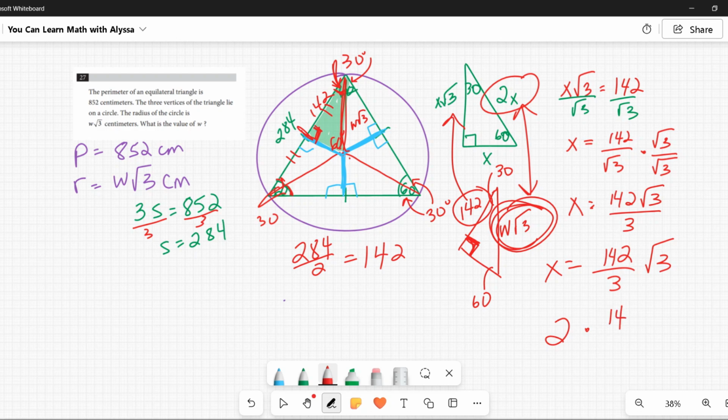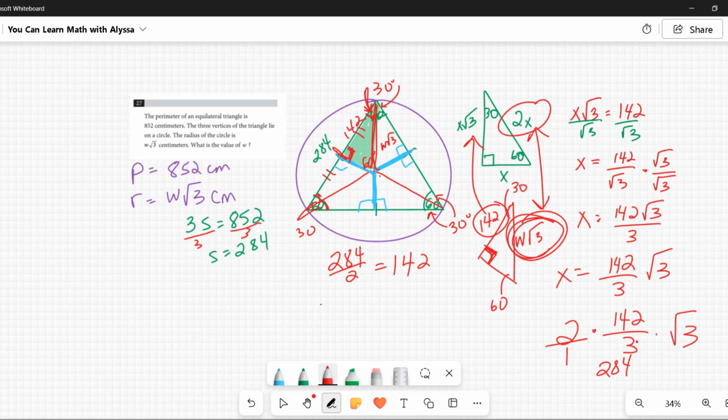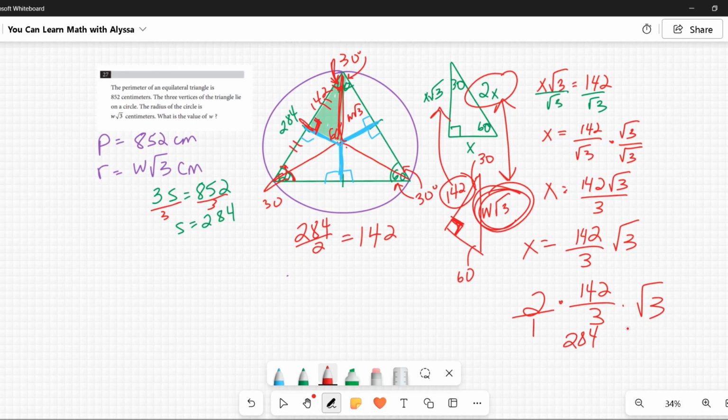So 2 times 142 thirds times the square root of 3. So 2 over 1, 2 times 142. Well, we actually already know what that is, because we divided 284 to get to 142. So 2 times 142 is 284. And I just keep running out of room. It just keeps getting smaller and smaller. And 284 divided by 3 times square root of 3.